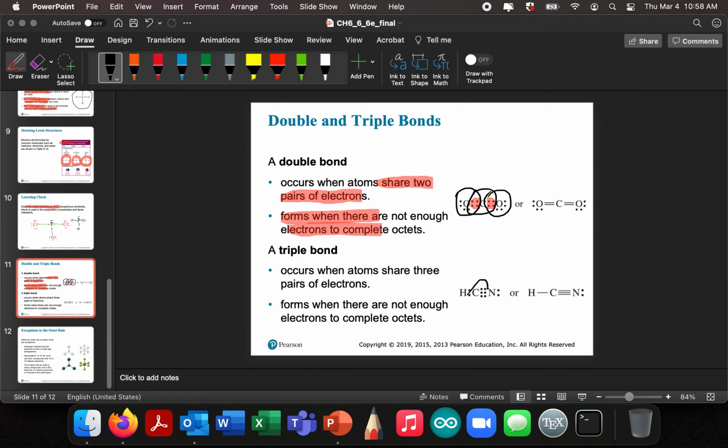Same thing happens here. You might get a triple bond, right? There's a triple bond. And so nitrogen's got 8 electrons in its outer shell. Carbon's got 8 electrons in its outer shell.